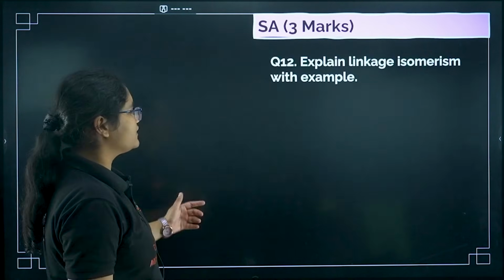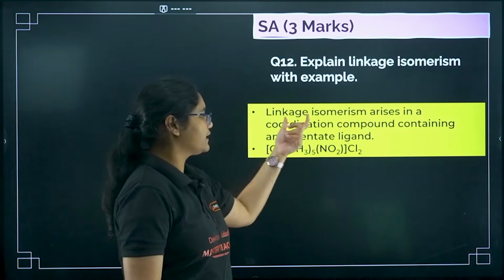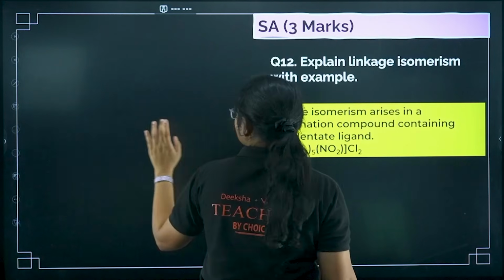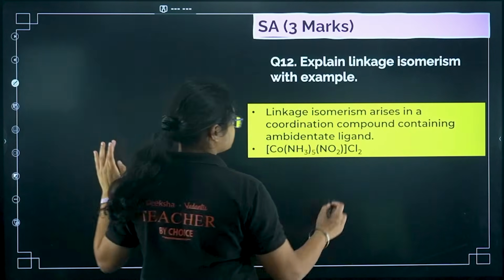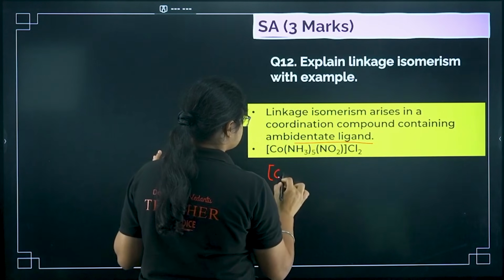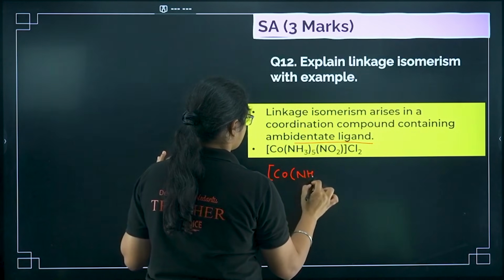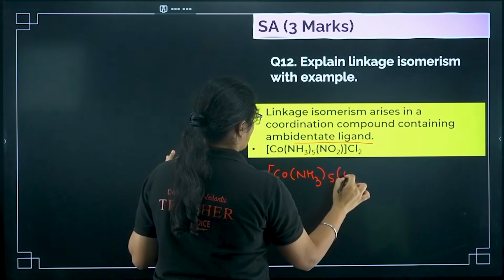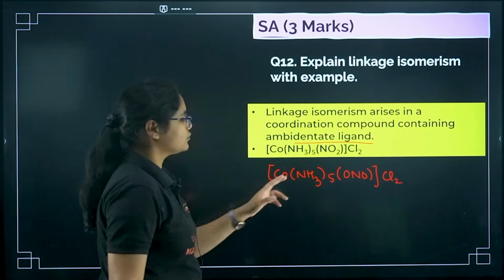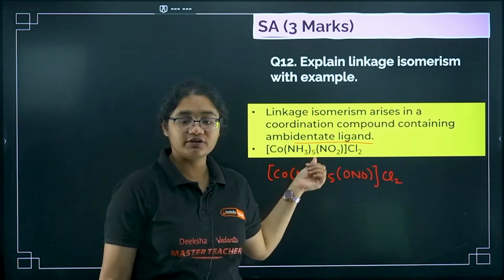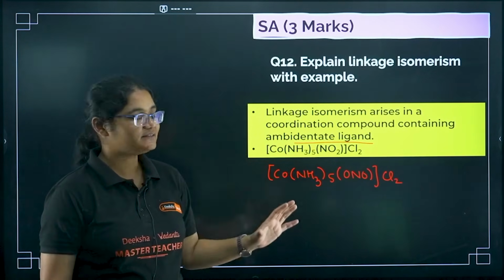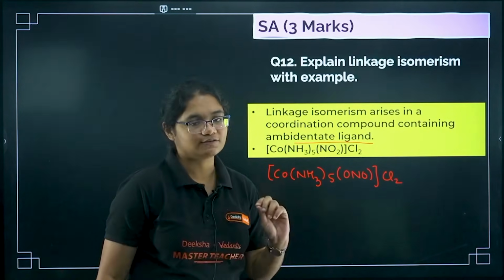Next, explain linkage isomerism with an example. In linkage isomerism, as I told you, we need to have an ambidentate ligand. So how do we show linkage isomerism? Suppose this is a compound here, its linkage isomerism will be like this, where you have NH3, ONO and Cl2. So ONO will bind. Now see here, nitrogen was binding to the metal and here oxygen will bind. That is the difference, and that is how we will get the linkage isomerism.